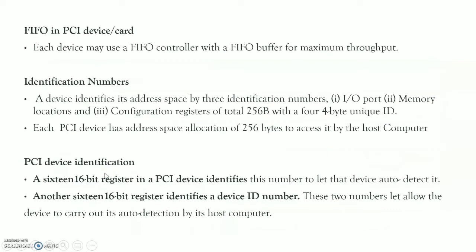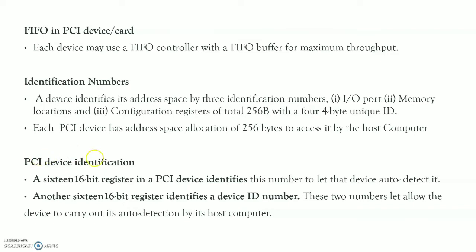Next, another important feature is the FIFO nature of PCI. Each device may use a FIFO controller with a FIFO buffer for maximum throughput. First in, first out buffer type of communication happens in the PCI. Another important feature is the identification numbers of devices that use the PCI bus. Consider that you are going to connect a device to this PCI bus. A device identifies its address. Just now we discussed that when you connect a hardware to the PCI bus, it will get an address automatically.